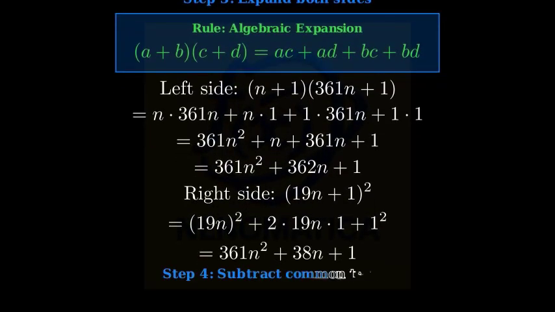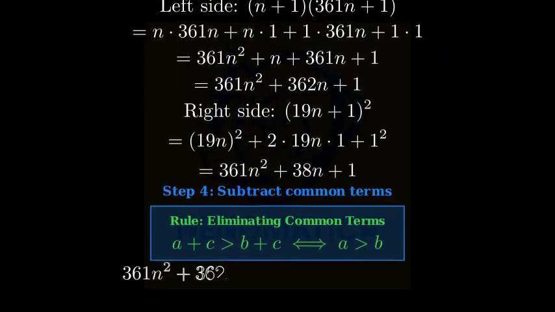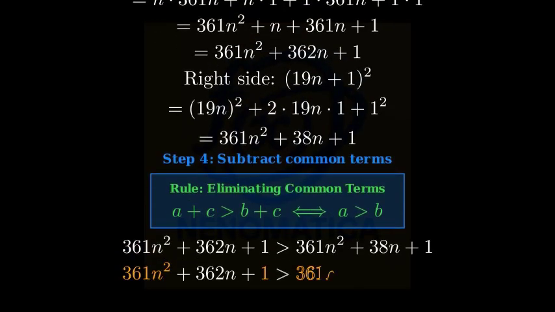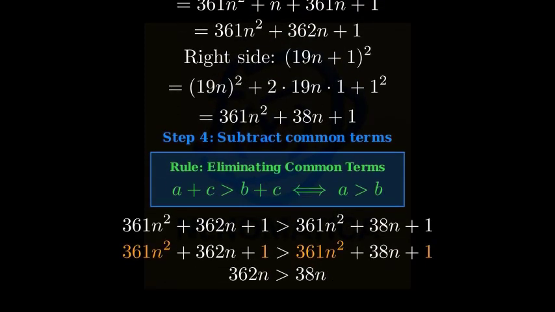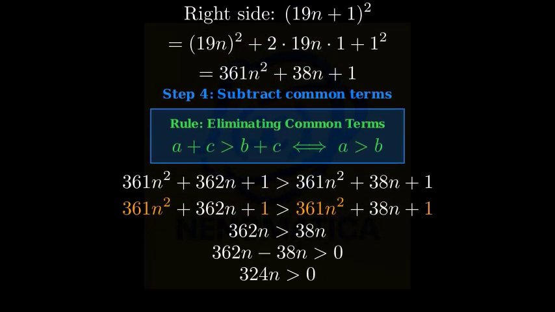For step 4, we'll subtract common terms from both sides of the inequality to simplify it further. We have 361n squared plus 362n plus 1 on the left side, and 361n squared plus 38n plus 1 on the right side. Notice that the terms 361n squared and the constant term 1 appear on both sides, so they cancel out. After subtracting these common terms, we're left with 362n is greater than 38n. We can further simplify by subtracting 38n from both sides, giving us 324n is greater than 0.